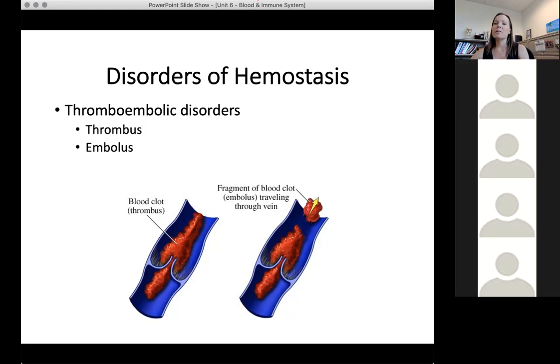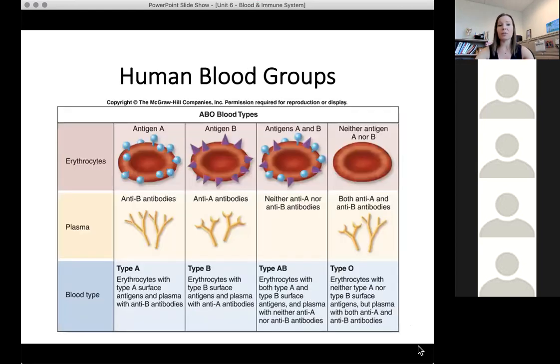So blood is typed, like we have the various blood types for humans, based on the presence or absence of two different antigens that may or may not be found on your erythrocytes, your red blood cells. These are antigen A and antigen B. So your blood type is all based on whether you have these antigens, one or both, or whether you don't have them at all.